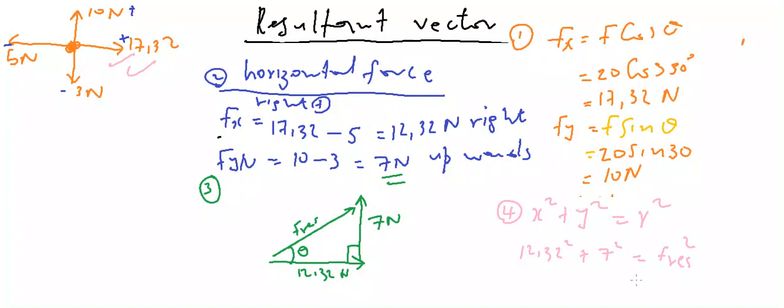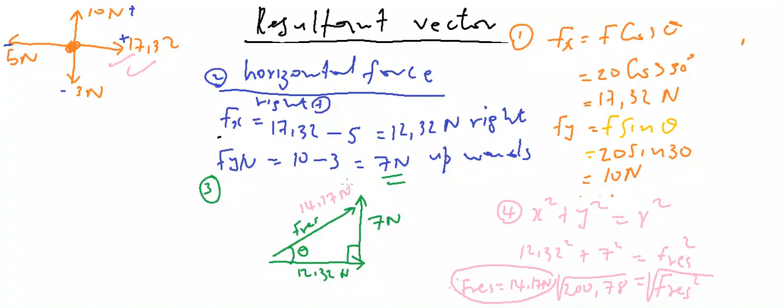Then F-res squared is equal to 200,78. Then we square root both sides. Then we find our F-res, which is 14, when we press the calculator, 14,17 newtons. That is our F-res, it's 14,17 newtons.